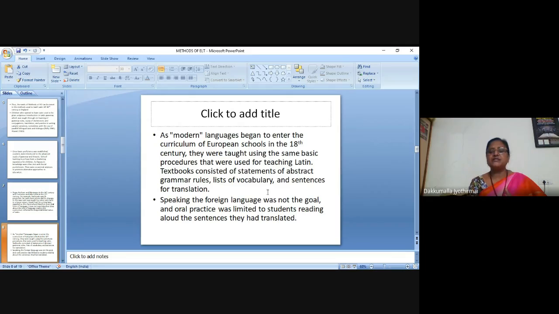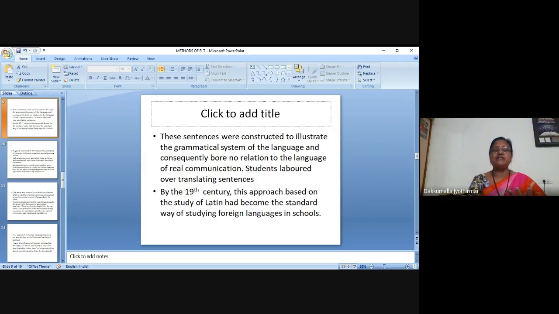And oral practice was limited to students reading aloud the sentences they had translated. That is the reading practice that was given to the students. Okay, these sentences were constructed to illustrate the grammatical system of the language. Not all sentences, only those sentences which are helpful to illustrate or exemplify the grammatical system of the language were taken into consideration.